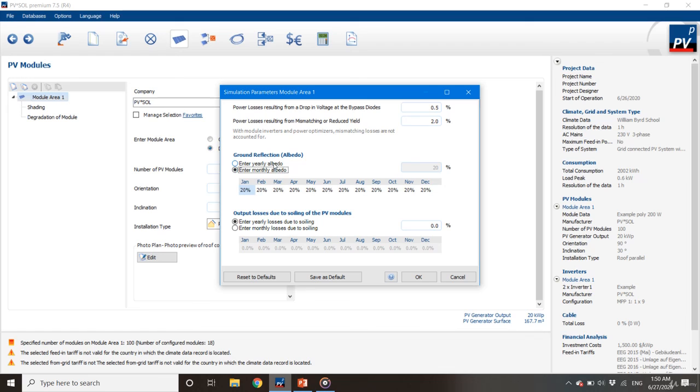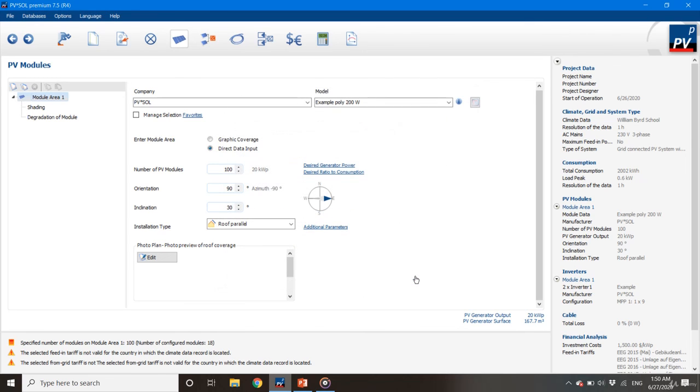Soiling losses are losses due to accumulation of dust and particles on the panels or module surface, blocking some of the sunlight. Most of the times it could be ignored. You can set the parameters to default if you don't have any information about those parameters.